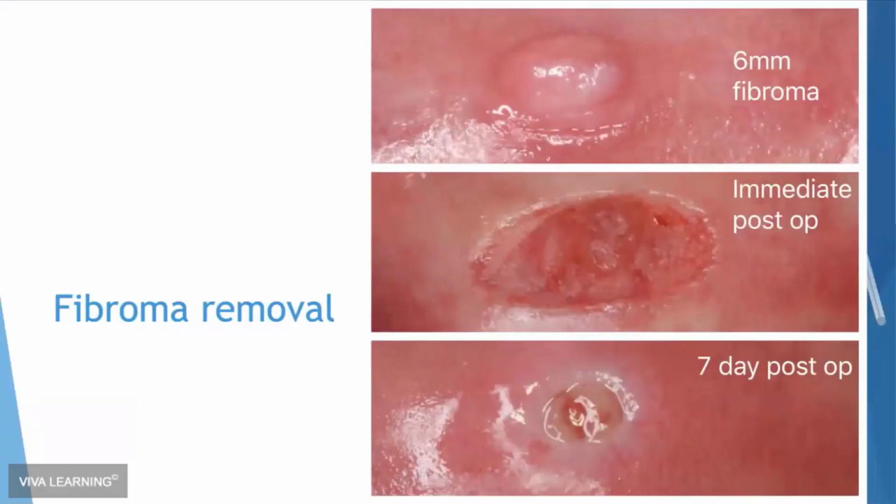Fibroma removal, this is what the healing looks like. This is a different case, but you can see immediate post-op. It just looks like a little abrasion wound, like it's just sandpaper or something, not bleeding. And then 7 days later, it's pretty much closed. It kind of looks like an ulcer, but it's not really an ulcer. It's just immature tissue trying to heal itself.